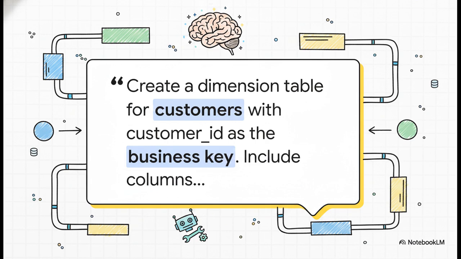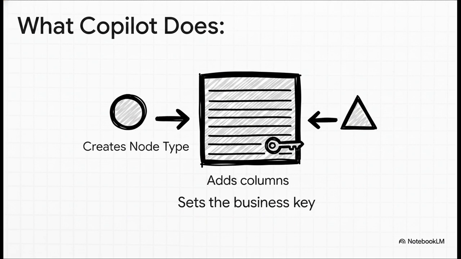It's just plain English. And here's what's happening behind the scenes. Copilot isn't just making a text file. It's really acting like a data engineer. It's smart enough to select the right node type, add all your columns, and correctly set that customer_ID as the business key, and it gets all of that from that one simple sentence.